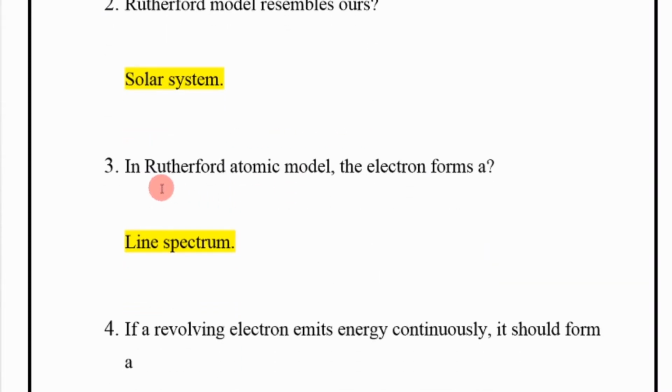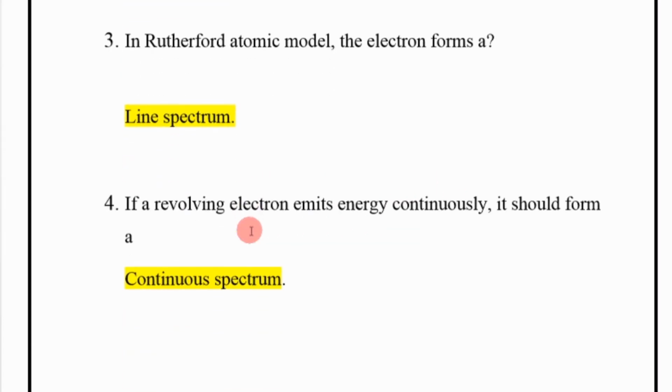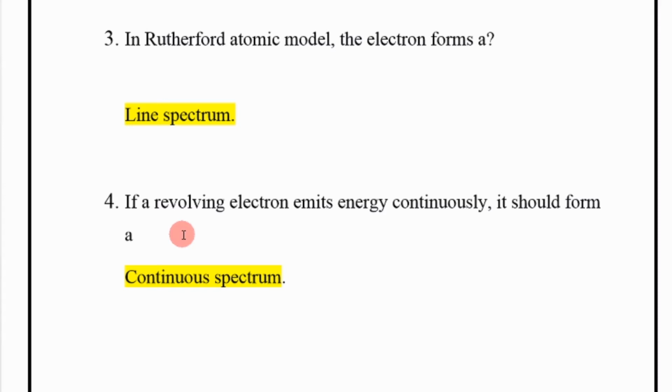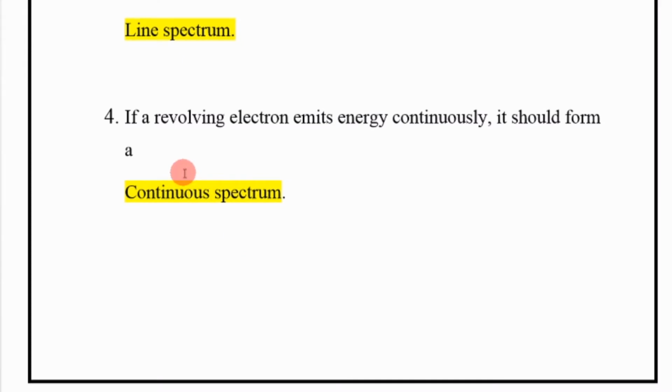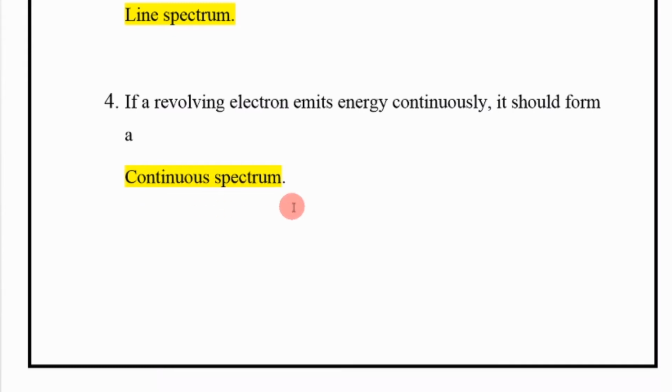Next, in Rutherford atomic model, the electron forms a line spectrum. Next, if a revolving electron emits energy continuously, it should form a continuous spectrum.